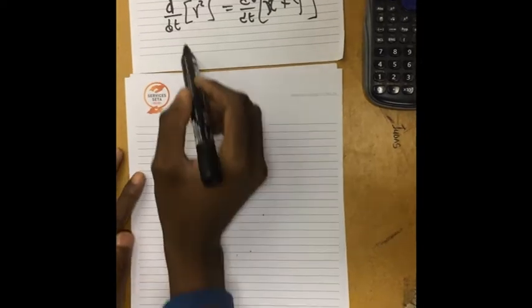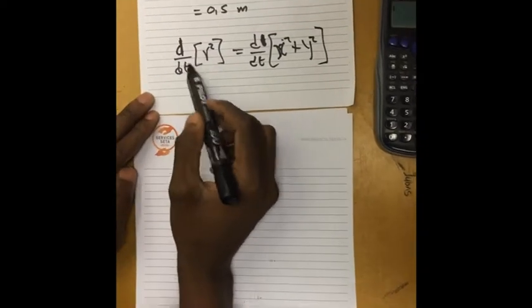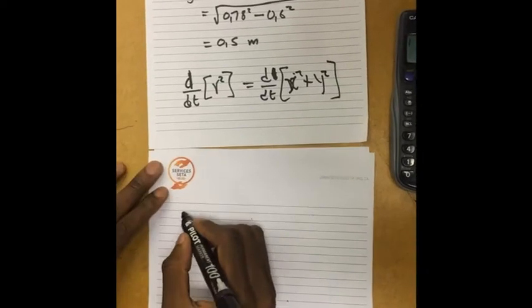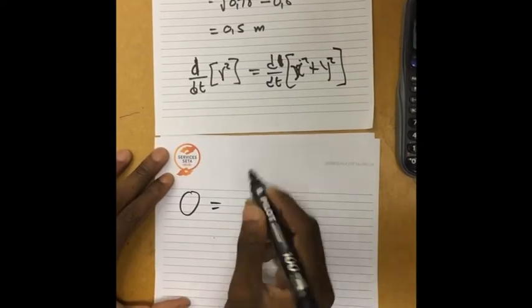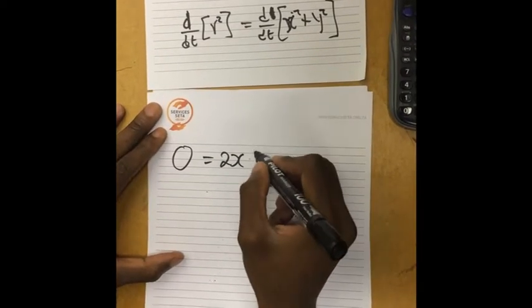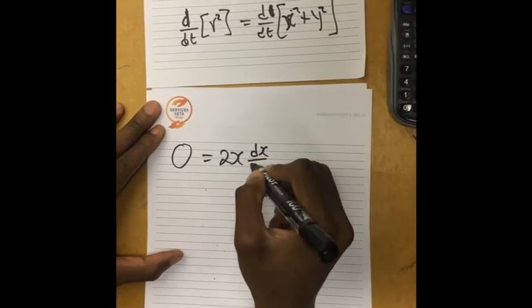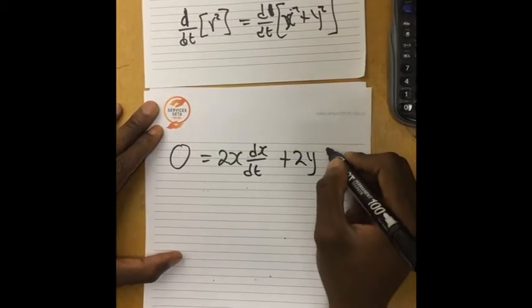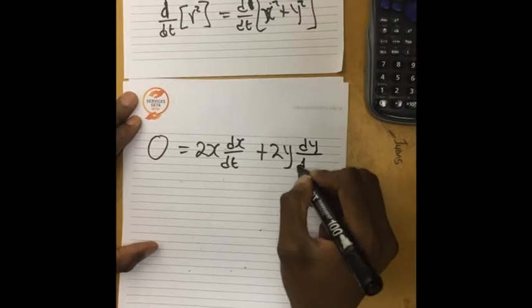Differentiating this one, you know that r is our constant. It does not change with respect to time. It's always constant, so we're going to have 0. When we differentiate the other side, we're going to have 2x dx over dt plus 2y dy over dt.